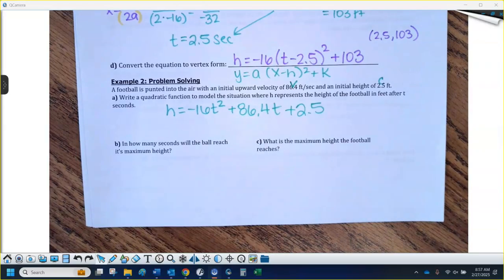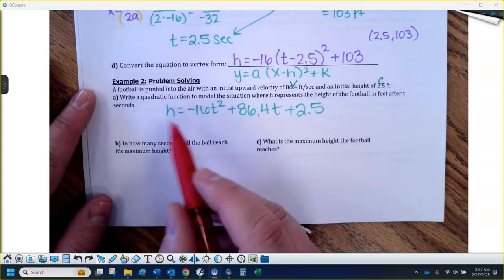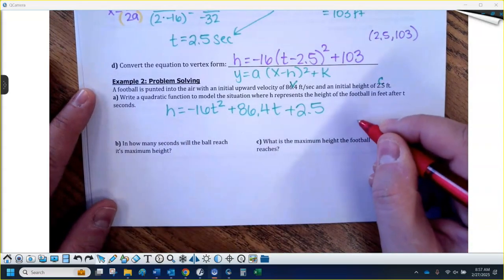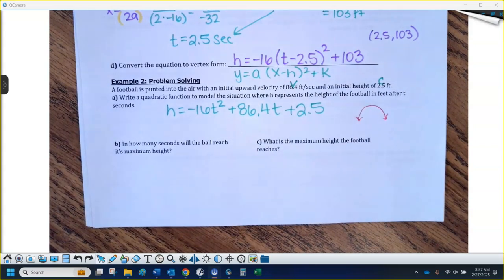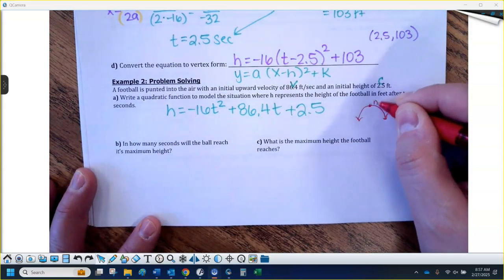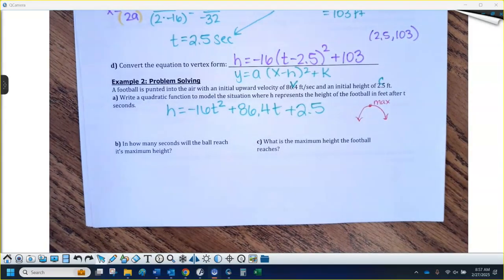All right. In how many seconds will the ball reach a maximum height? And what is the maximum height? If it is asking you for a maximum or a minimum, either one, it is asking you to find the vertex. In this case, since I got the -16, I know the parabola goes upside down because of the -16. So that has to mean that my vertex is a maximum, which is why they're asking us for a maximum.